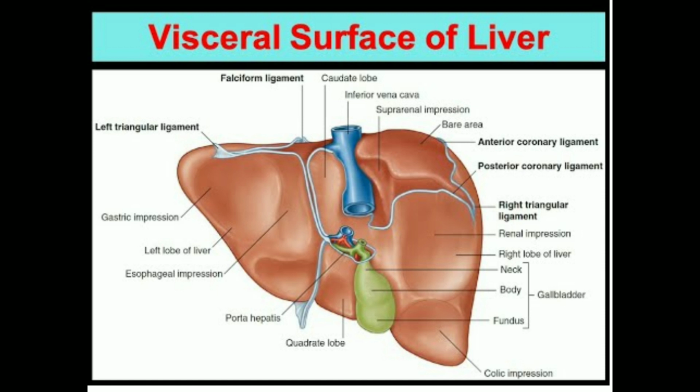This is the posterior inferior surface of the liver. You can see it is related to the bare area of the liver. This is the bare area of the liver. What you are seeing here is the porta hepatis. Porta hepatis is where the arteries and veins enter and leave the liver. Then you can start from this side and go in this way.